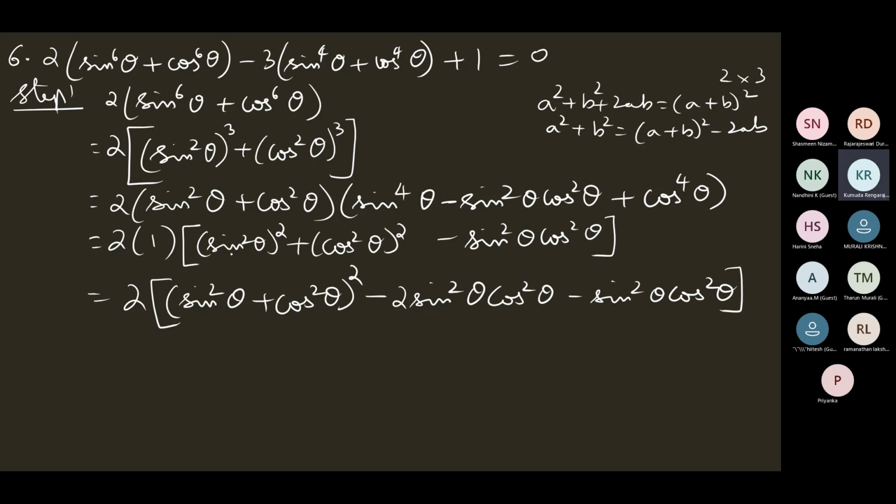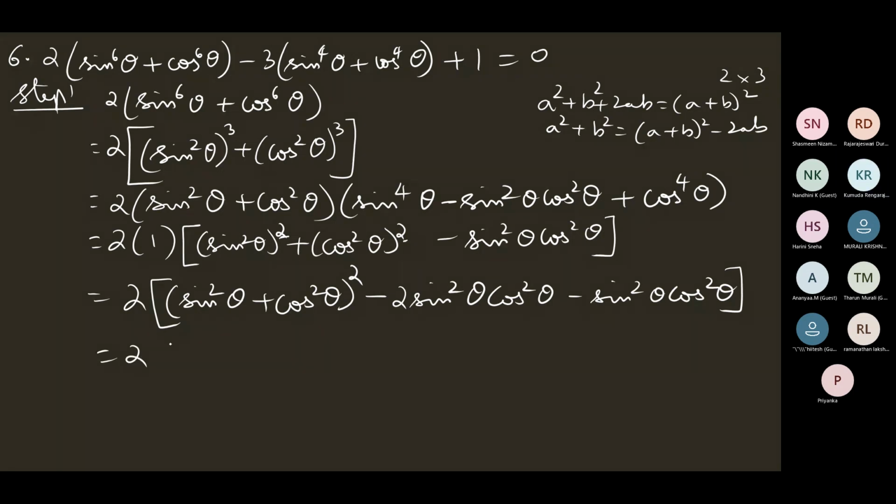A square, children. See, sine square theta is a, and you can see the square outside. Cos square theta is b, and you can see the square outside. So a square plus b square is equal to a plus b the whole square minus 2ab. A is sine square theta, b is cos square theta. So sine square theta plus cos square theta the whole square, minus 2 into sine square theta, cos square theta.